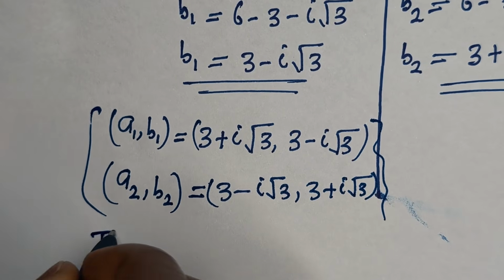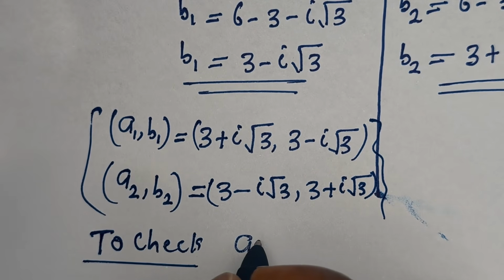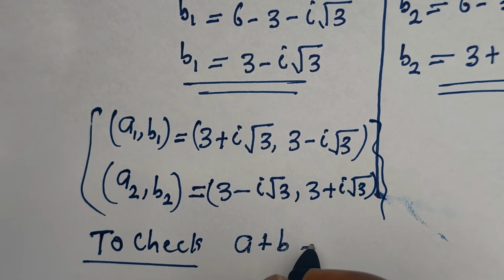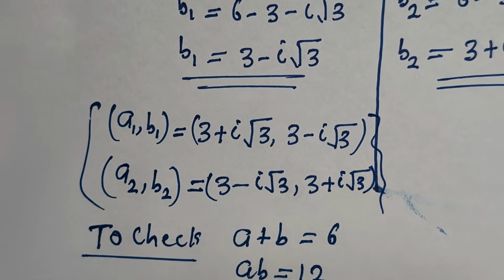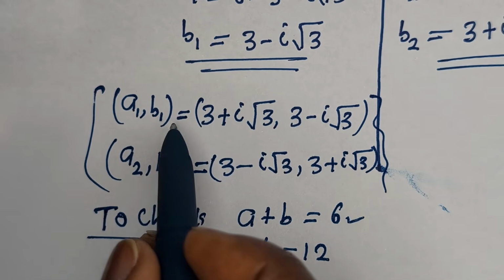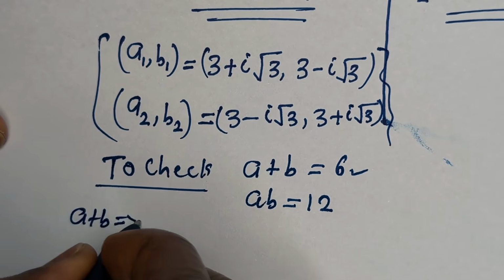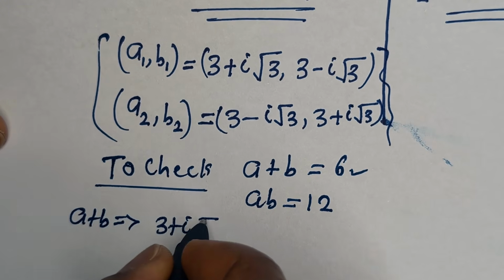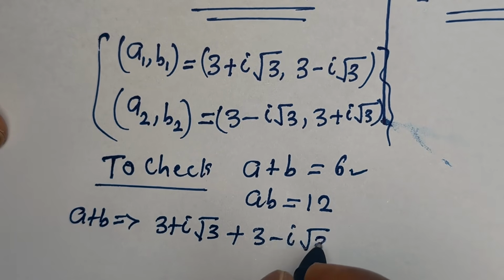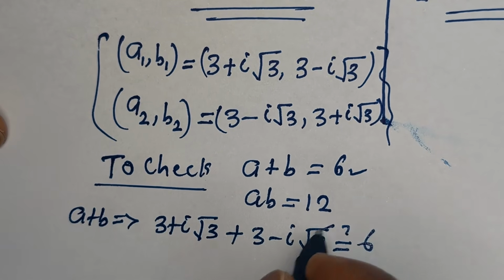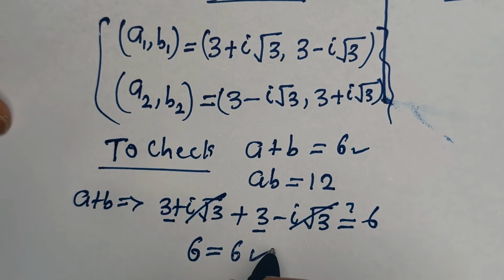Let's check. To check, we have the given equation. A plus B is equal to 6. AB is equal to 12. Now let's consider this using either A1, B1 or A2, B2. Then A plus B, this is 3 plus I root 3 plus 3 minus I root 3 must be equal to 6. This cancels this. Then we have 3 plus 3. This is 6 is equal to 6, which is true.